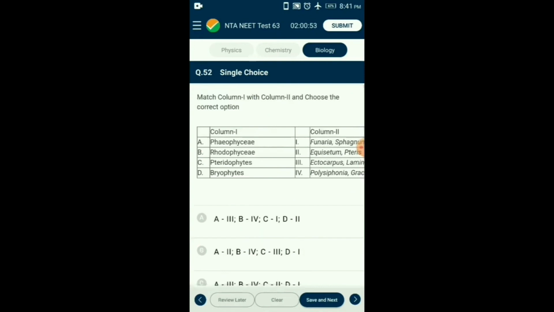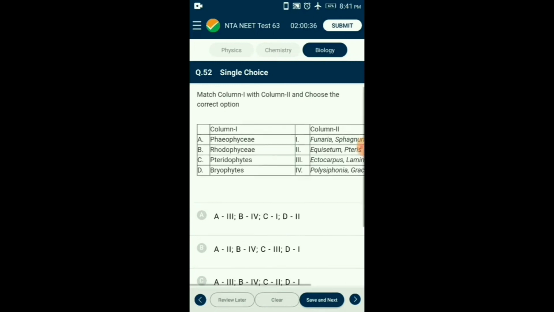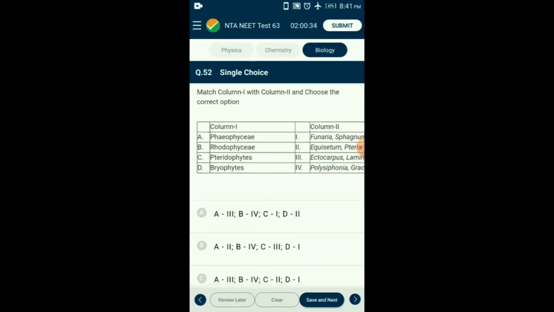Question number 52. Match the following, column 1 with column 2. Choose the correct option. Class Phaeophyceae comprises the brown algae. Example species are Ectocarpus and Laminaria. Class Rhodophyceae comprises red algae. Example species are Polysiphonia and Gracilaria.